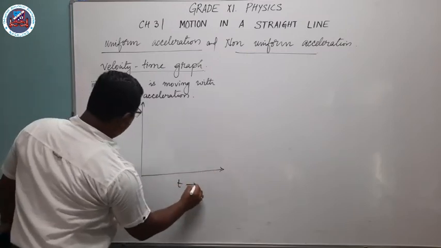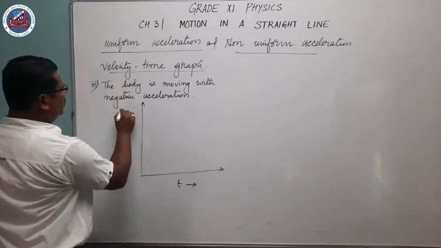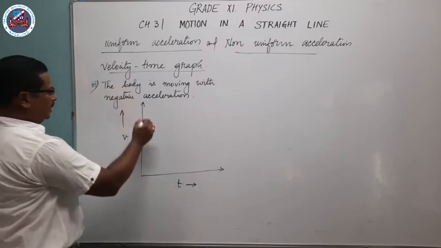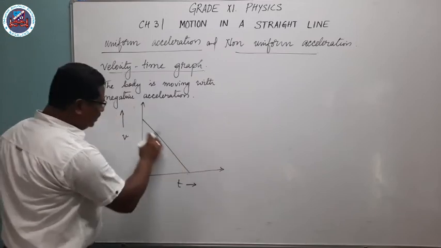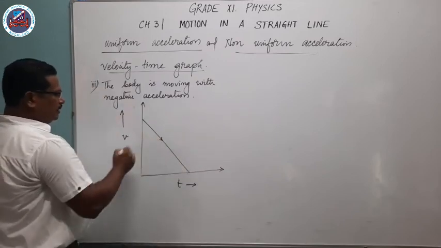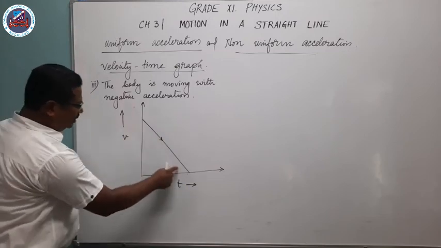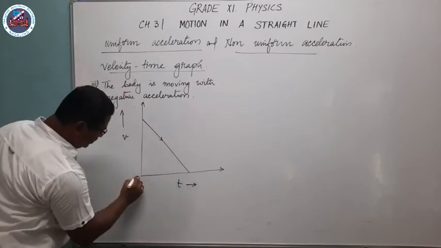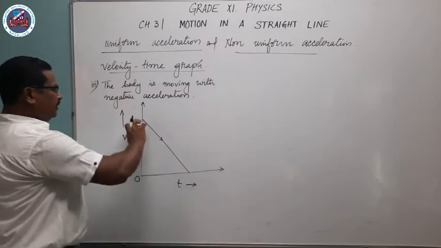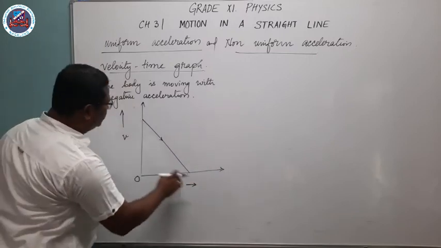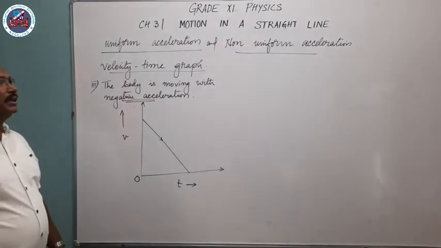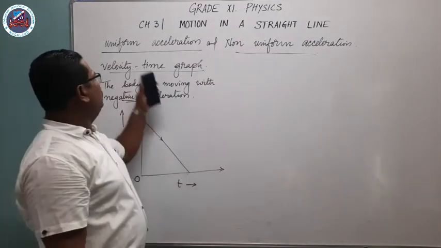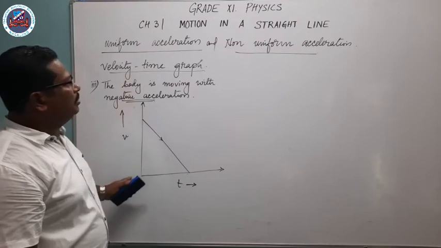This is the time axis and the velocity axis of the velocity time graph we are discussing. With negative acceleration, the curve will come down. This indicates the body is decreasing its velocity. Time, as I said before, goes on increasing, but the velocity is coming down, so it indicates negative acceleration. But this is all about uniformly accelerated motion.